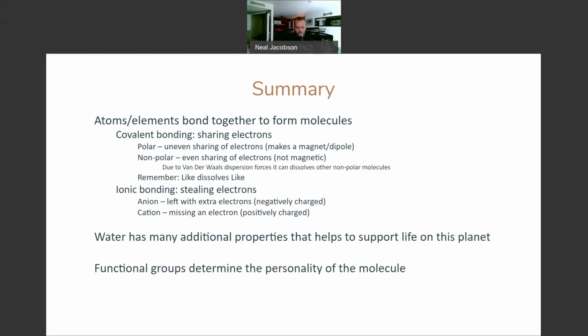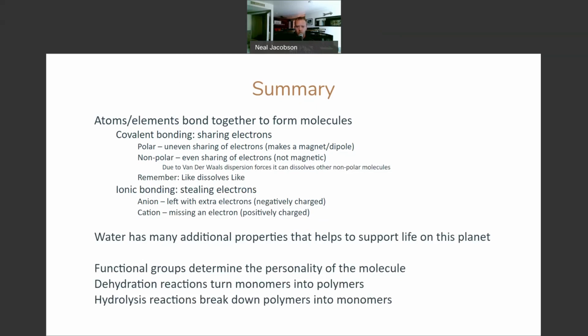So it's like these functional groups can be attached to the bigger molecule and they change the personality of it, like how it can interact with other things. We know we do dehydration reactions to turn monomers into polymers, and then we know we do hydrolysis reactions where we split water to break down polymers into monomers.